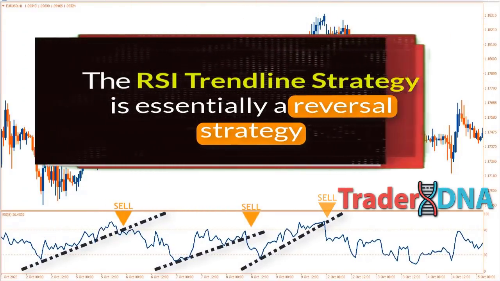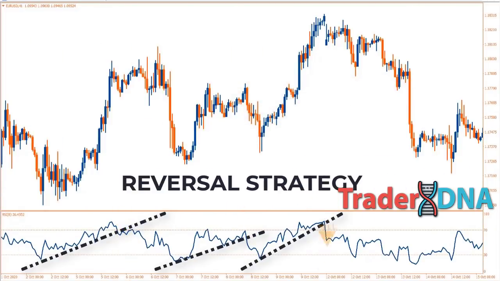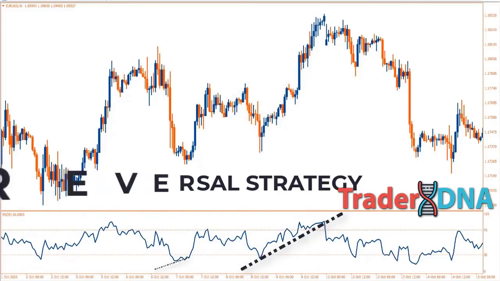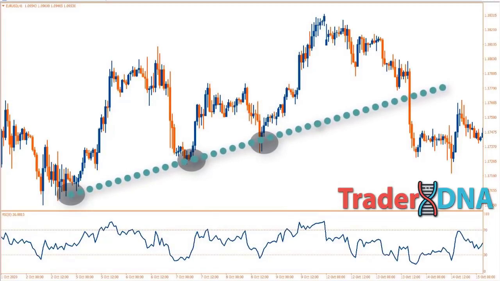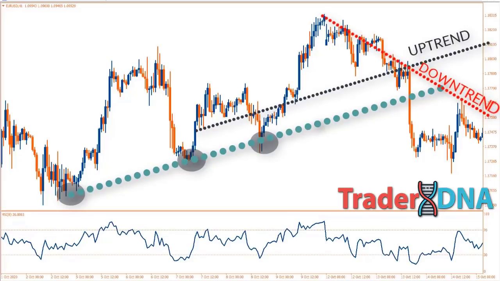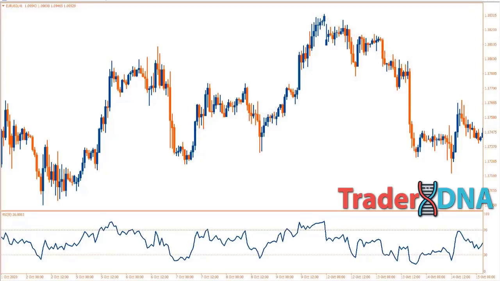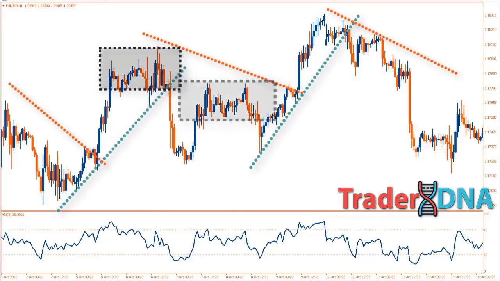The RSI trendline strategy is essentially a reversal strategy, and it makes use of the RSI indicator in an unconventional way. Trend lines are easily recognizable lines that traders draw on charts to connect a series of prices together or show some data's best fit. The resulting line is then used to give the trader a good idea of the direction in which an investment's value might move. They are used to show the price's upwards, downwards, and sometimes sideways movement.